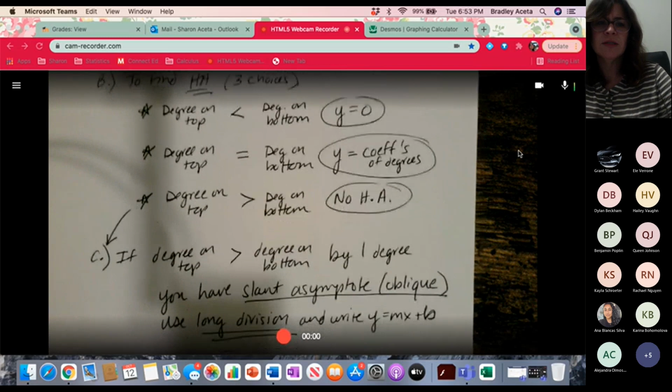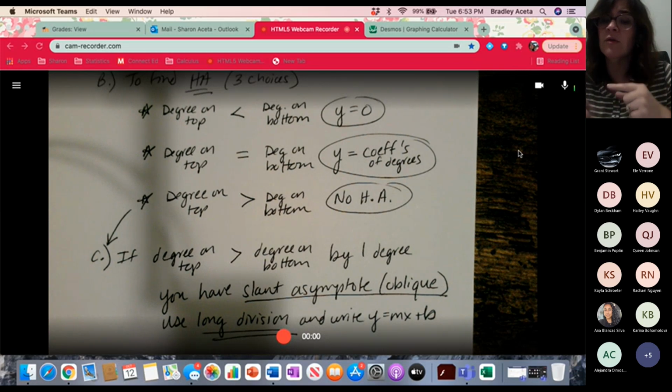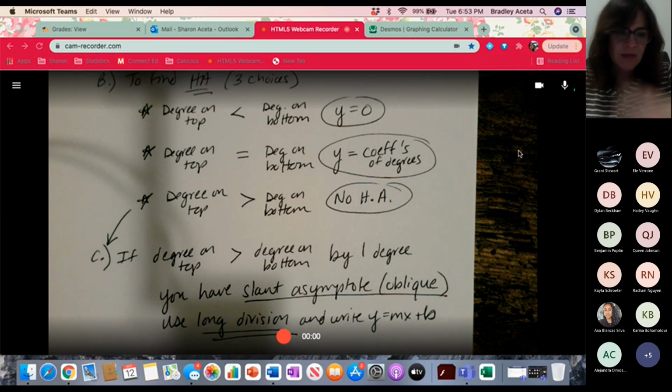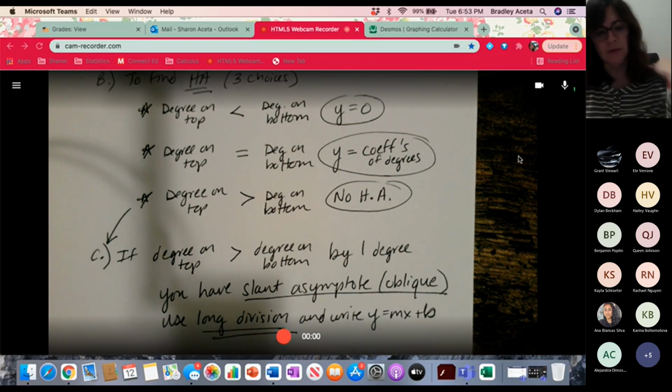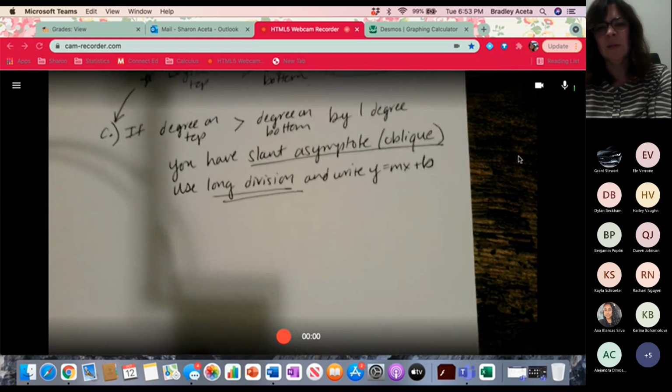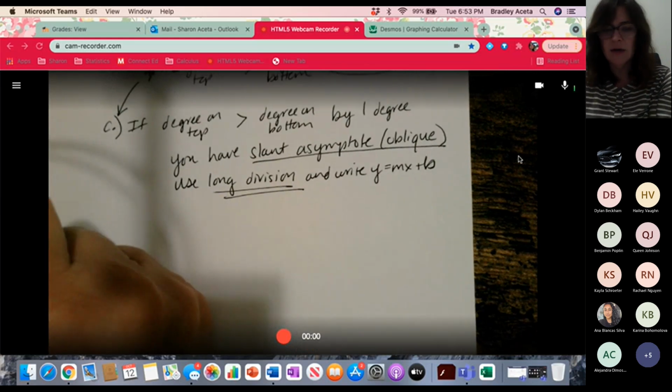But those are your 3 choices for horizontal asymptote. It could be 0, it could be the coefficients, or it could be none. If the top is higher than the bottom by 1, though, you have a slant asymptote, and we have to figure out the slant equation. That'll probably be my last example I'll do tonight. So let's do an example of this so you can see it's not terrible.